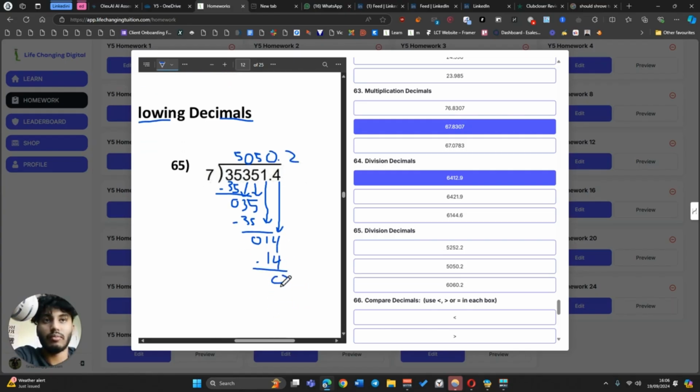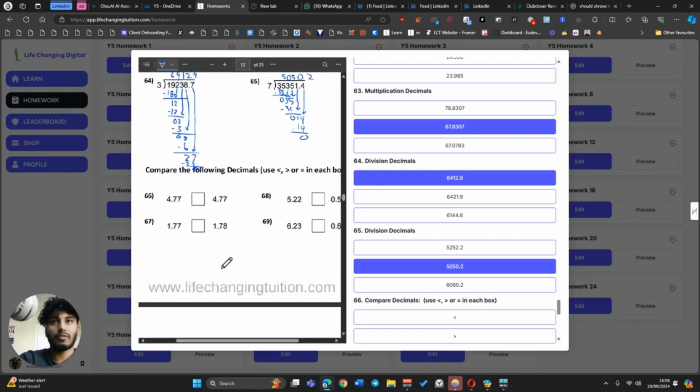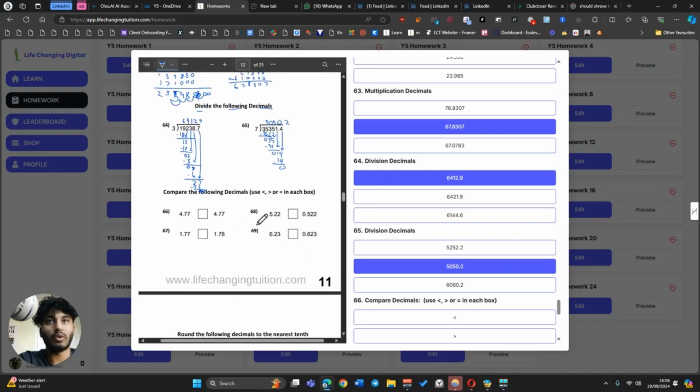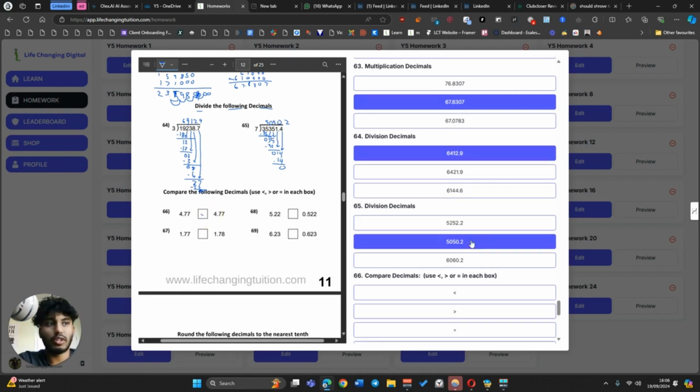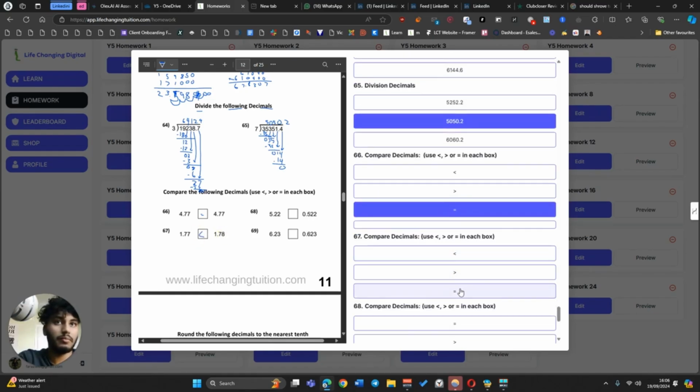And now we've got our answer here, 5050.2. Question 65 is done. Alright, 66 now. Compare the following decimals. So which one is bigger or smaller or equal? You can see these two are the same number, so it should be equal. This one is bigger because 78 is bigger than 77.